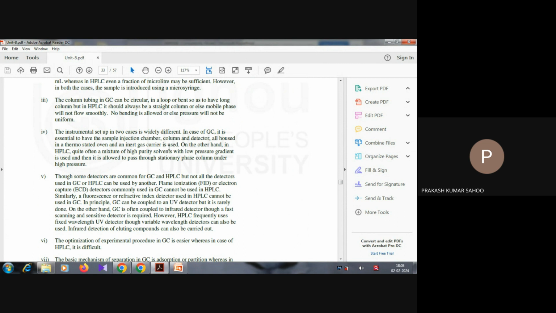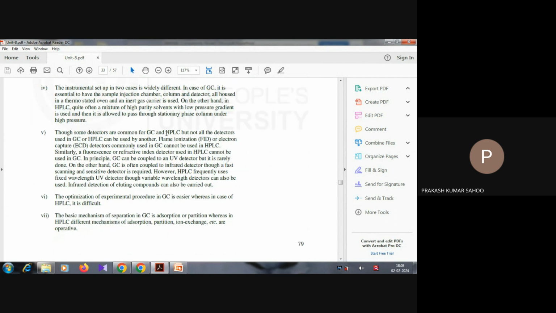For HPLC, though detectors are common, not all the detectors can be used interchangeably. So FID or ECD are commonly used in GC but cannot be used in HPLC. So this is from the detector's point of view. So how GC and HPLC are the same or different.